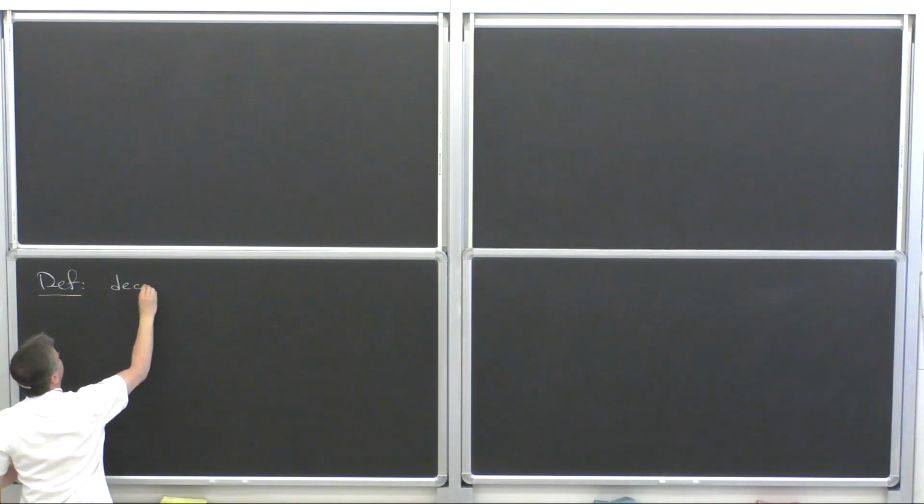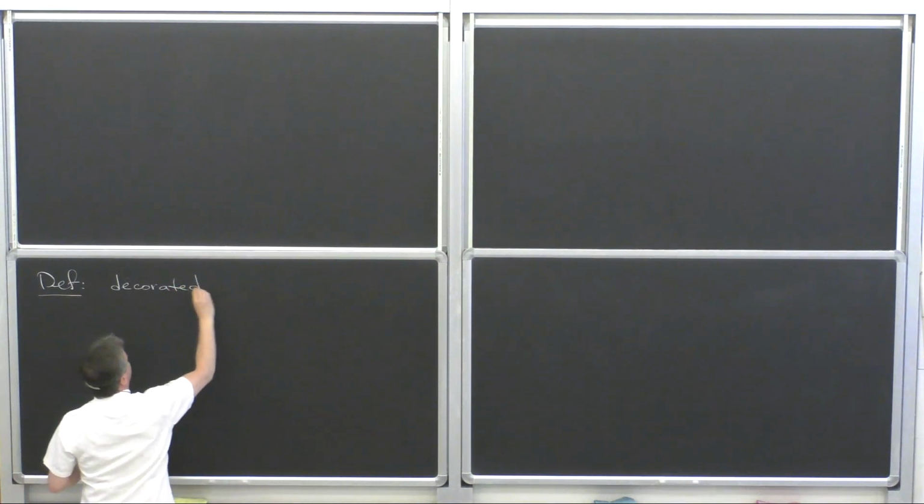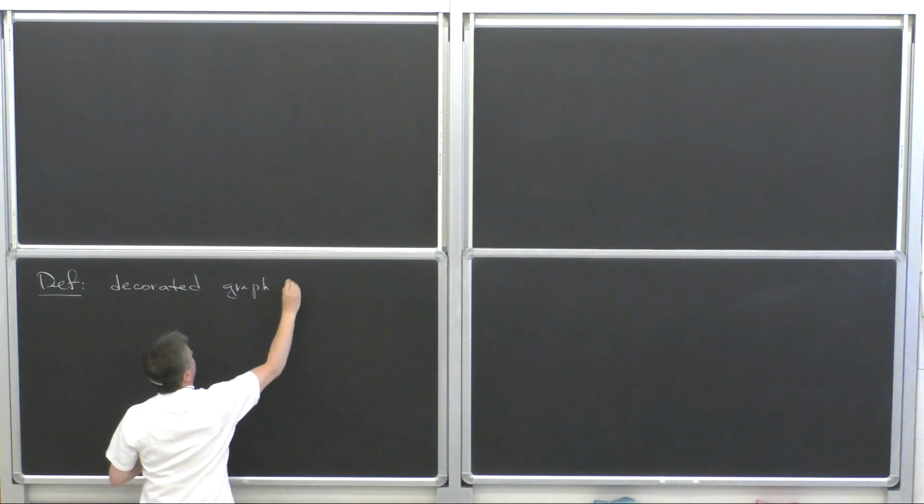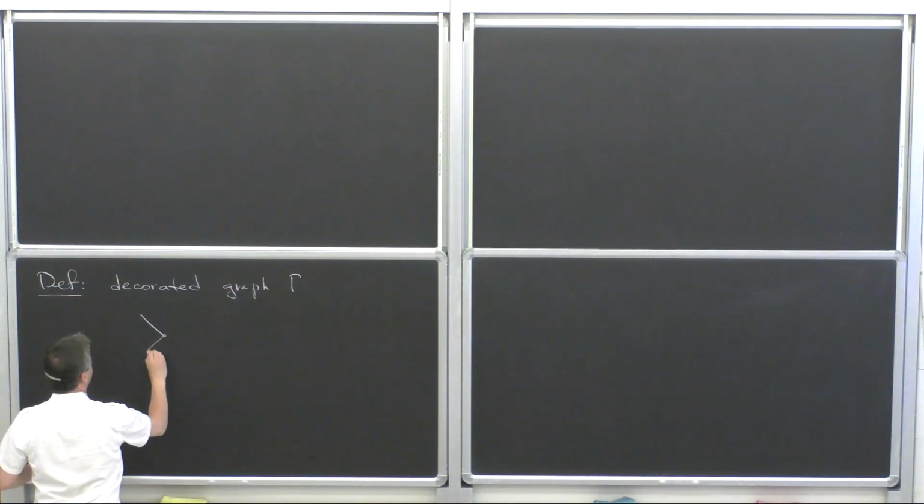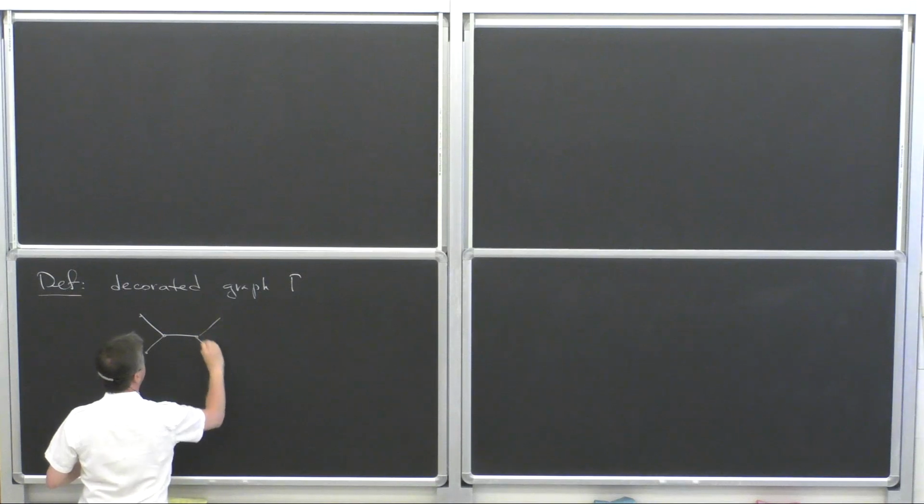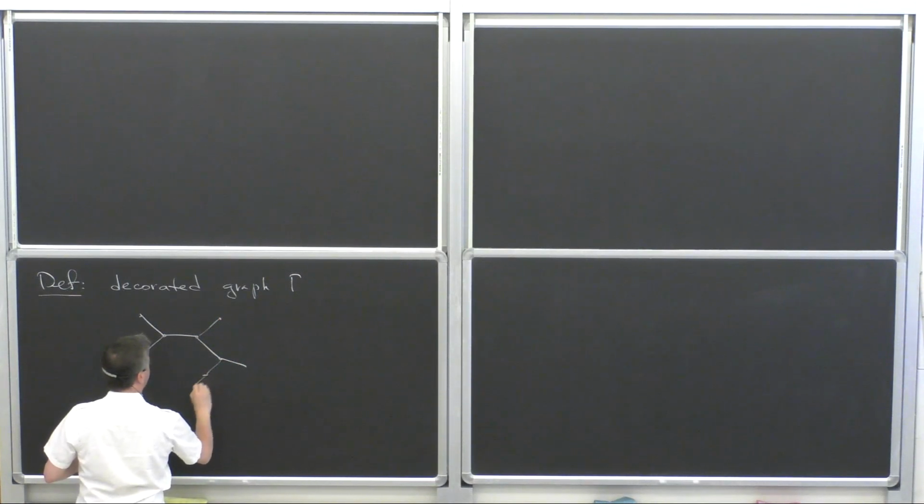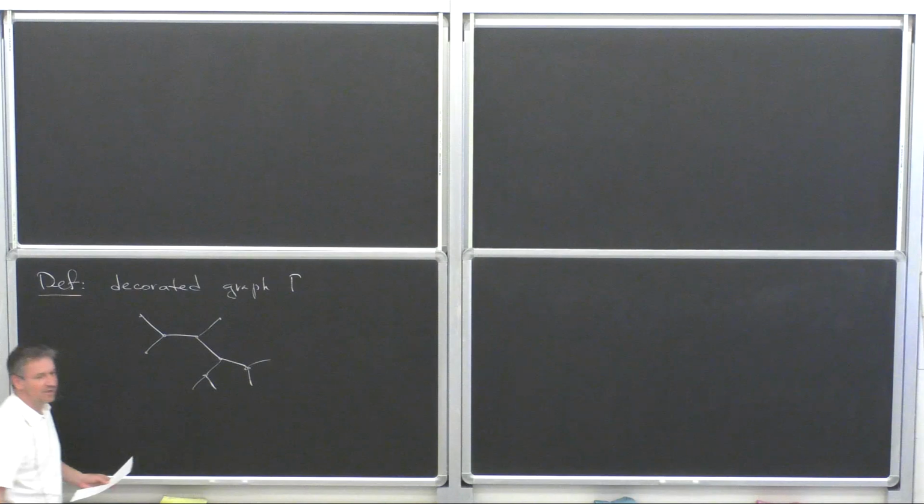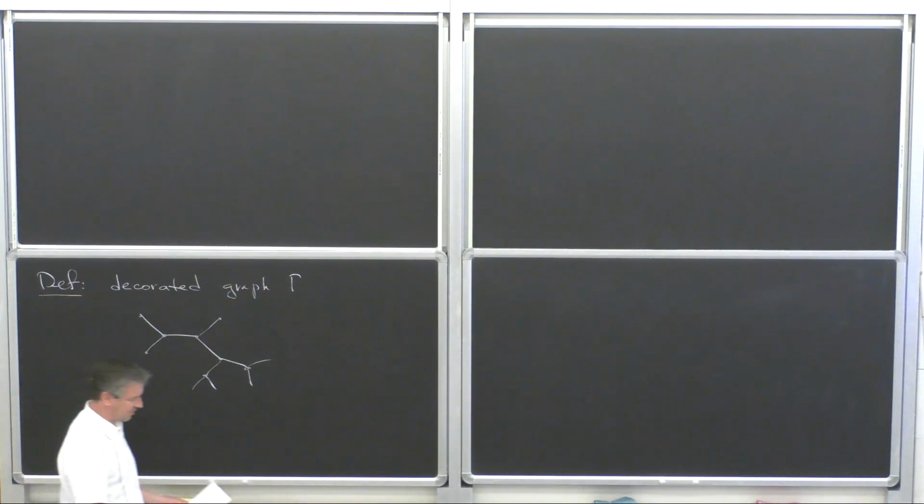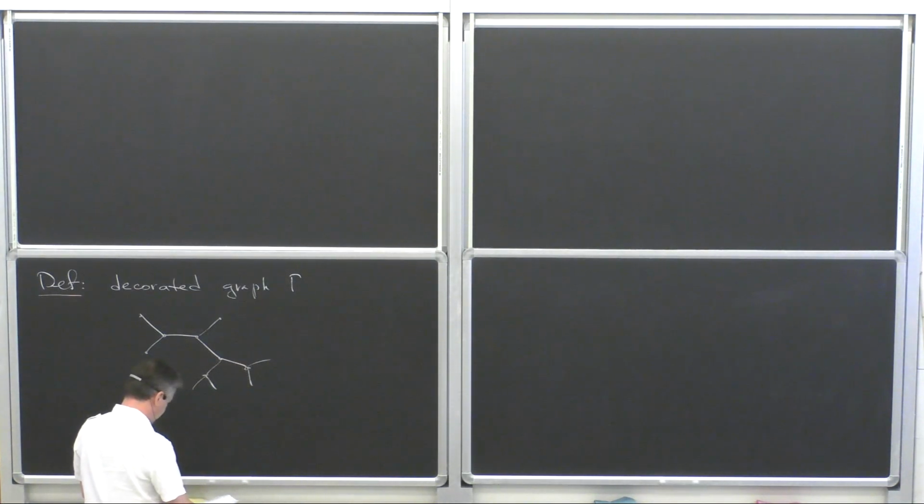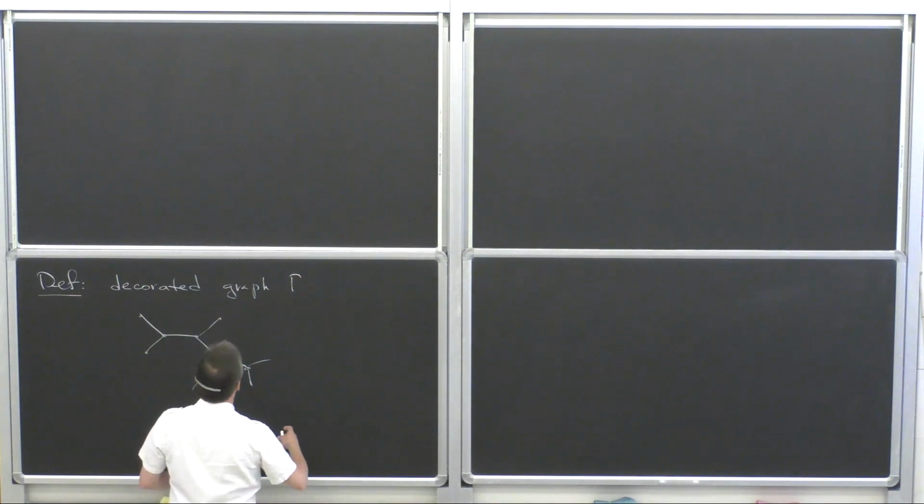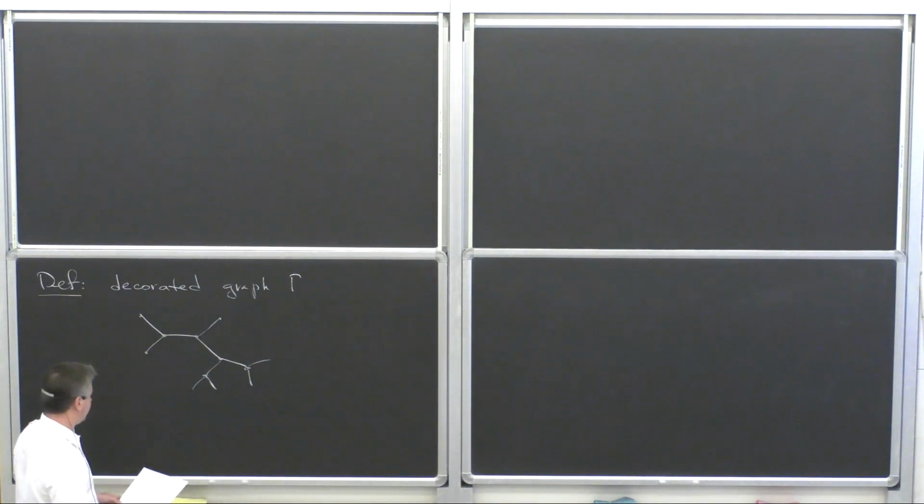So let's start with the definition. I'll refer to a decorated graph gamma as something that is basically a graph. So it has sets of vertices and edges such that vertices of gamma are assigned an integer number.